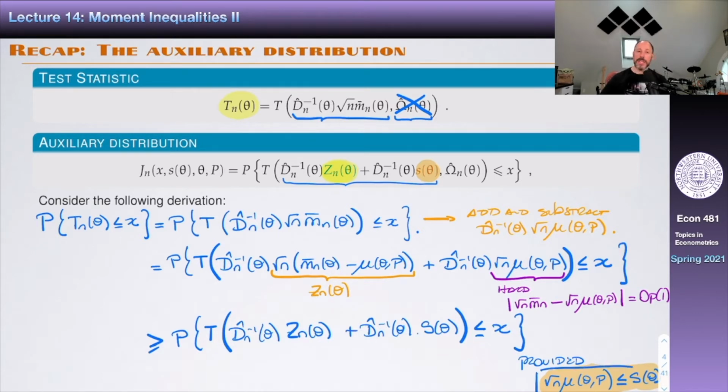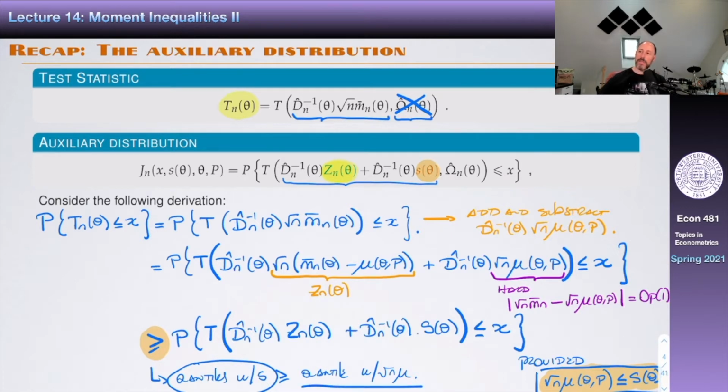And why is that the case? Because then we have this inequality over here. And this inequality is going to mean that the quantile with S is going to be greater than or equal than the quantile with square root n mu. Okay, and that's the deal. We're going to be able to compute this quantile, which is not the quantile that we want, but it's going to be at least as big as the quantile that we need.